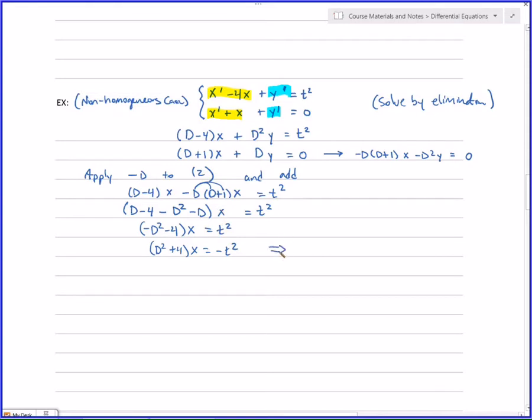Now, just to make sure you're familiar with what we actually have here, what we really have is x double prime plus 4x equals negative t squared. We've eliminated y. Now we have a single equation that's a second order linear differential equation with constant coefficients, but it's non-homogeneous. So now we've got to remember how to solve these. This is a good lesson because this is going to be one of the things you're tested over. How do you solve a non-homogeneous equation?